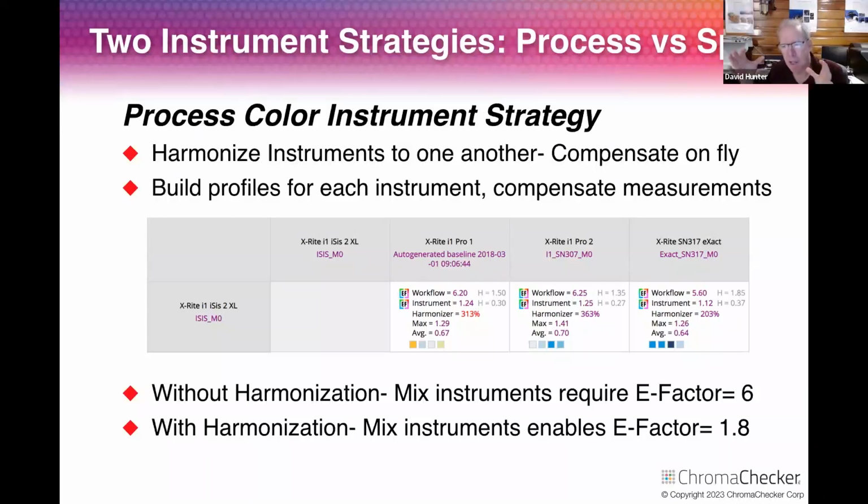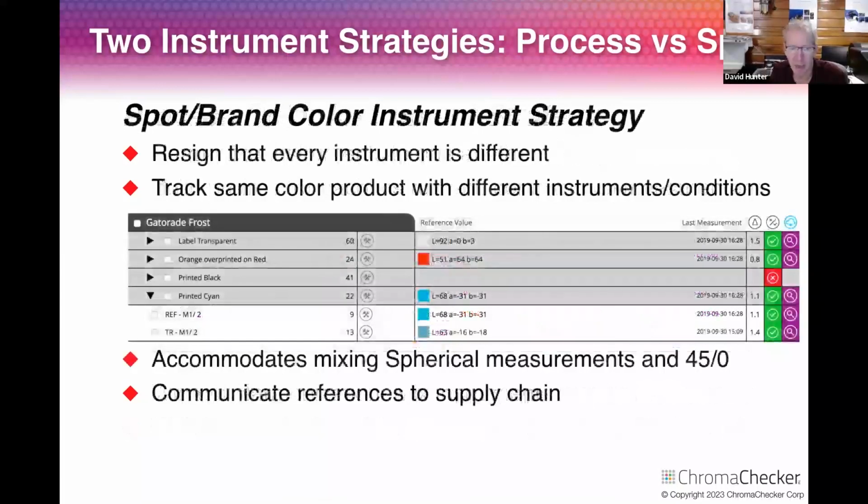So in this way, we're reducing the inter-instrument error to make these instruments look more like the ISIS, which gives you the tolerance back for your manufacturing. By eliminating inter-instrument disagreement, we're just giving you more tolerance for your actual manufacturing to get the color where you need it to be. This is very important when you're trying to get tight tolerances.